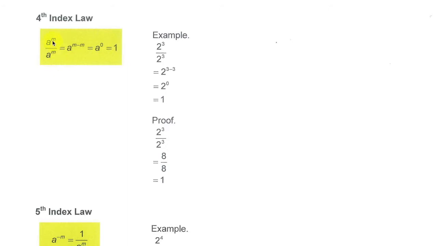We know that a to the power of m divided by a to the power of m is going to be 1 because it's something divided by itself. And we also know that through this index law, that's a to the power of 0. So the big one here for us is that anything raised to the power of 0 is equal to 1.